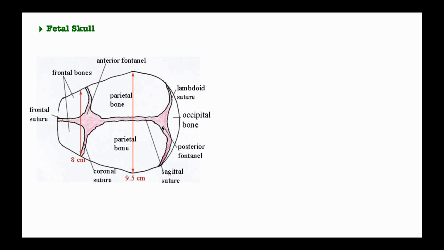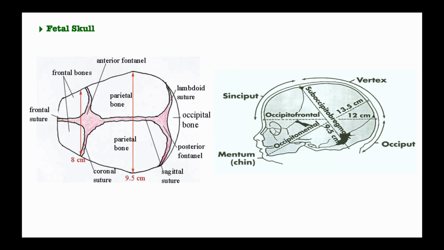Now, the next thing I want to draw your attention to is some areas of the fetal skull. We have the sinciput over here, which is the forehead. We have the vertex, then we have the occiput, as well as the mentum, or the chin. Now, an important thing that we must know is that the sinciput is the area from the anterior fontanelle to the upper border of the eye.